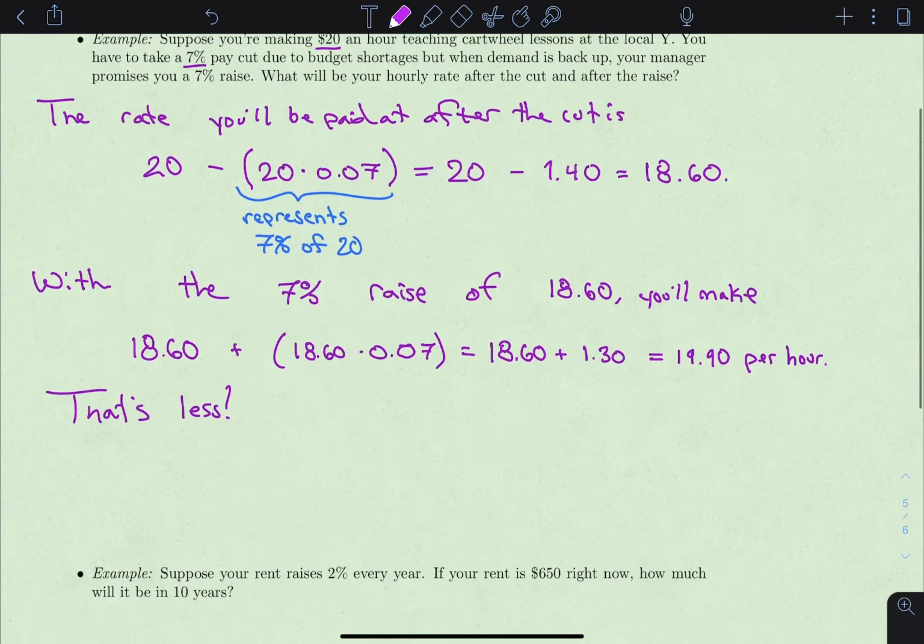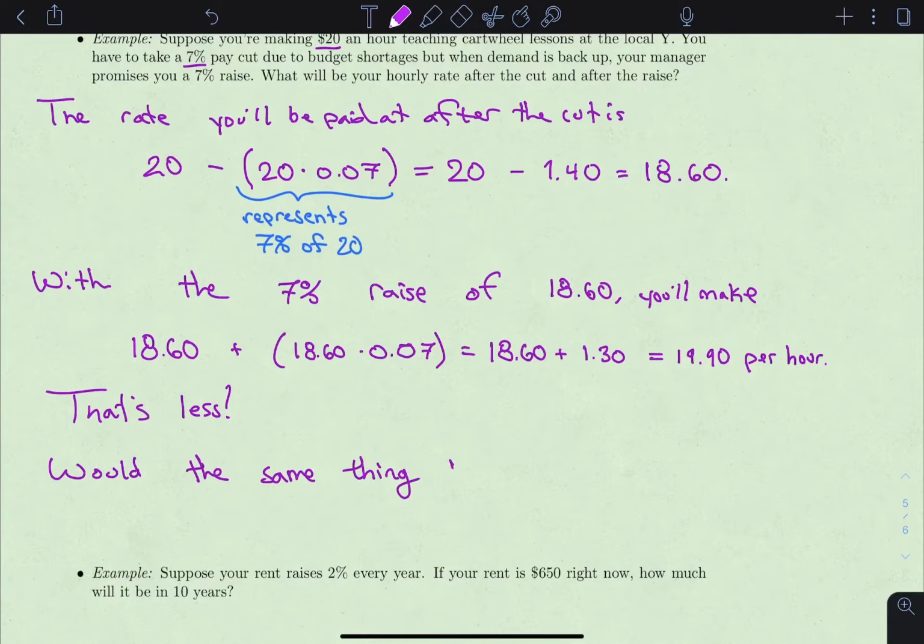So maybe ask yourself, would the same thing have happened if you'd gotten the raise first?